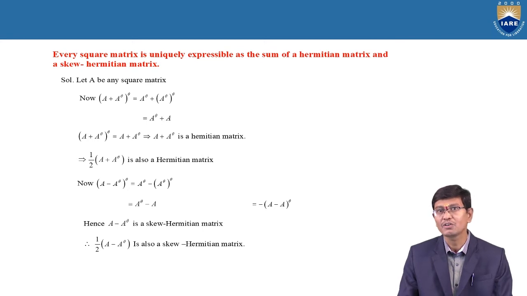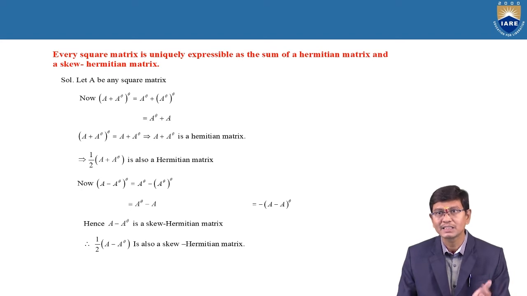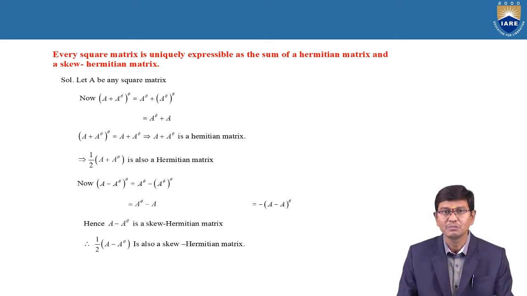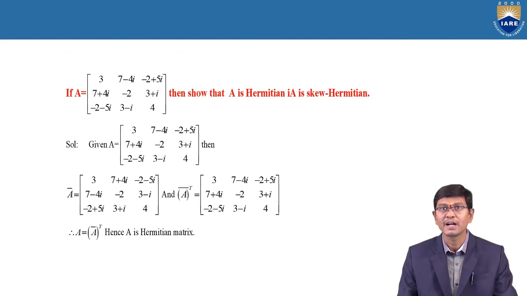Again, when we take out the negative common from the right side, that is -(A - A^θ). Therefore, it is clearly satisfied that (A - A^θ)^θ is equal to the negative of (A - A^θ). Therefore, it satisfies the skew-Hermitian condition, so A - A^θ is skew-Hermitian. Automatically, when we multiply with the scalar 1/2, (1/2)(A - A^θ) is also a skew-Hermitian matrix.